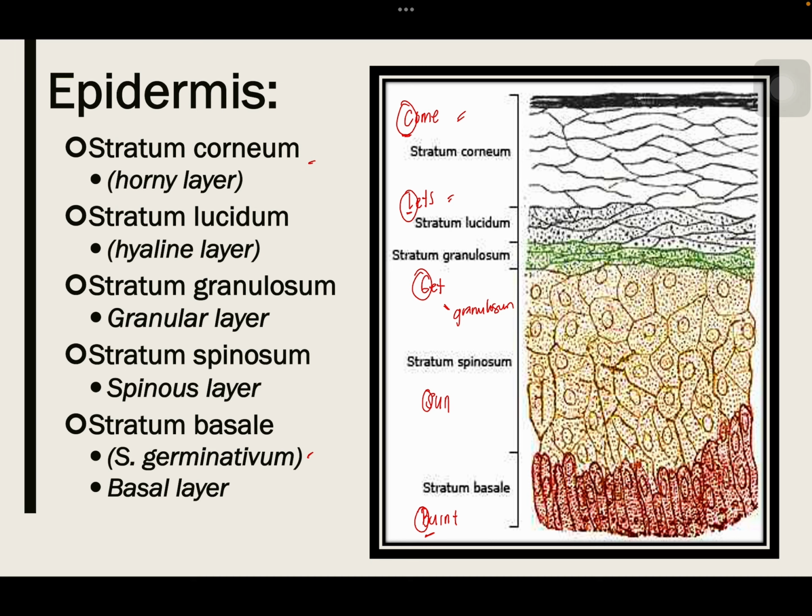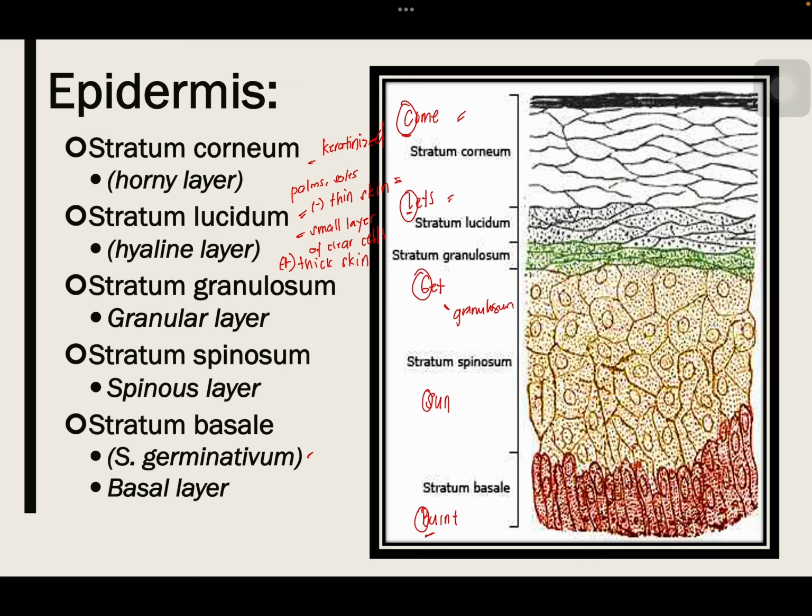Stratum corneum is the outermost layer and it is the keratinized layer. Your stratum lucidum is a small layer of clear cells. Stratum lucidum is present in thick skin, and it is absent in thin skin. Thin skin is found in areas such as your palms and the soles of the feet. Basically, these are the ones that do not have hair.